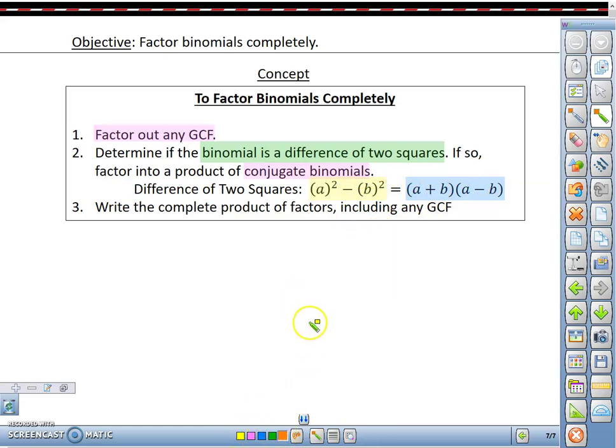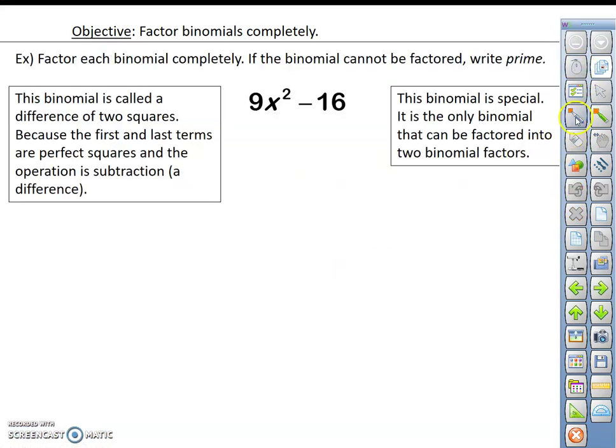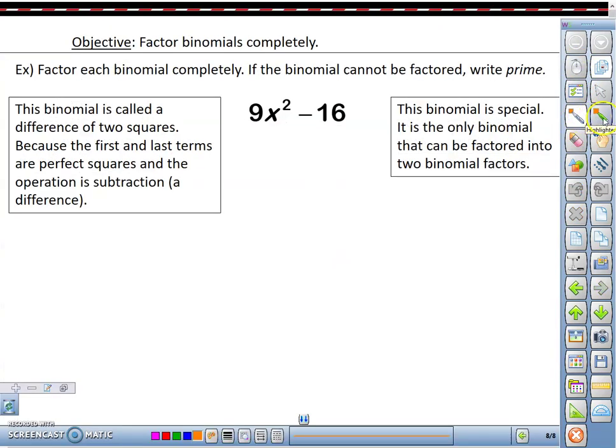If we've done that, then we want to make sure we write the complete product of factors that includes any greatest common factor from step one. We don't want to lose that. And also, we should check, just like we did with trinomials, to make sure that we have not made any mistakes. All right, let's take a look at this example.